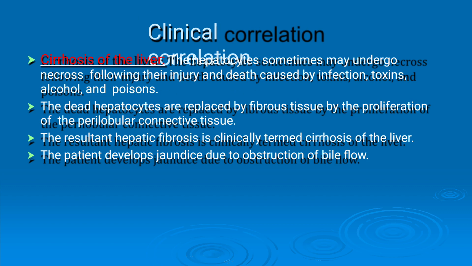Now we can move and see clinical correlation. Cirrhosis of the liver. The hepatocytes sometimes may undergo necrosis following their injury and death caused by infection, toxin, alcohol, and poison. The dead hepatocytes are replaced by fibrous tissue by the proliferation of the perilobular connective tissue. The resultant hepatic fibrosis is clinically termed cirrhosis of the liver. Patient develops jaundice due to the obstruction of the bile flow.